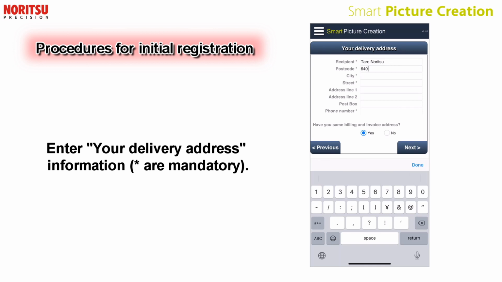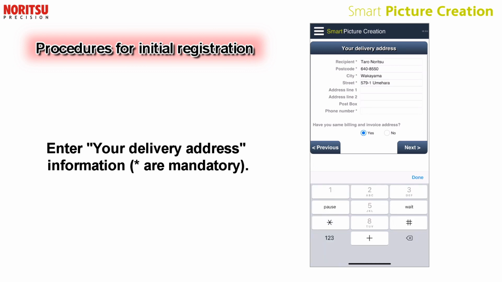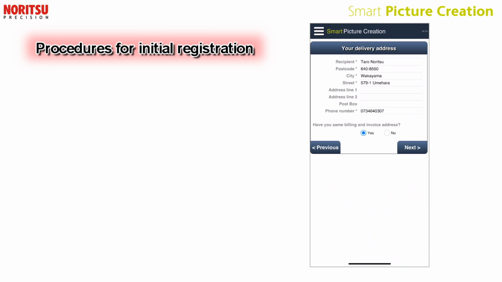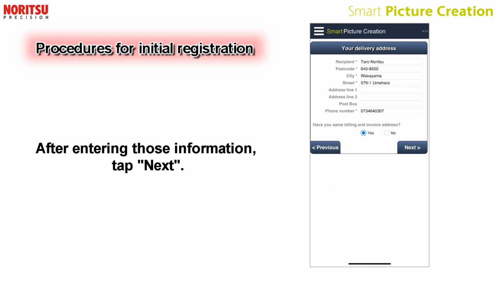Screen appears to enter your delivery address. This screen may not appear depending on the store. In such a case, you will be required to enter your email address and your phone number when you order. Therefore, they are not necessary at the initial registration. After entering that information, tap Next.